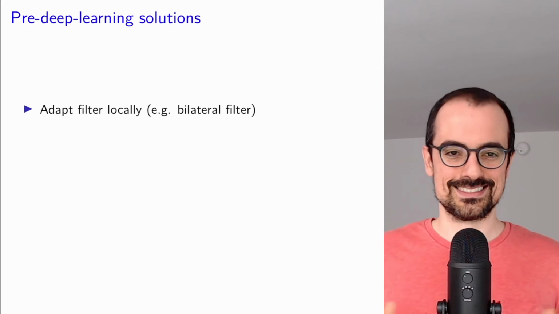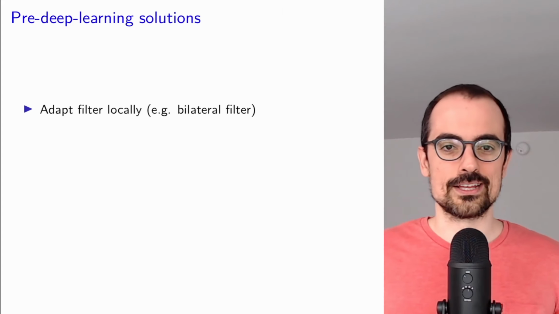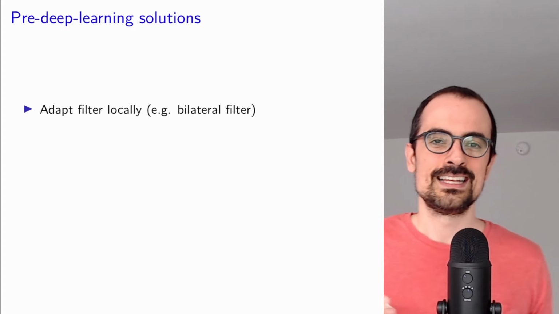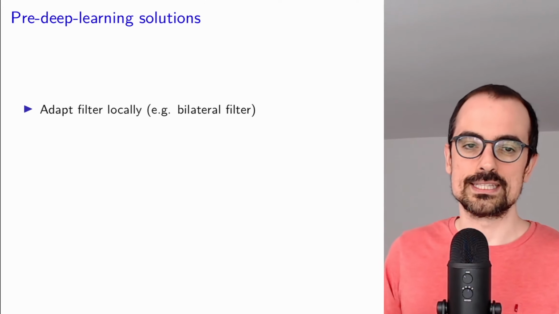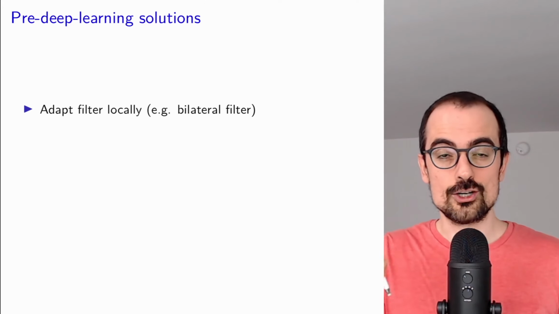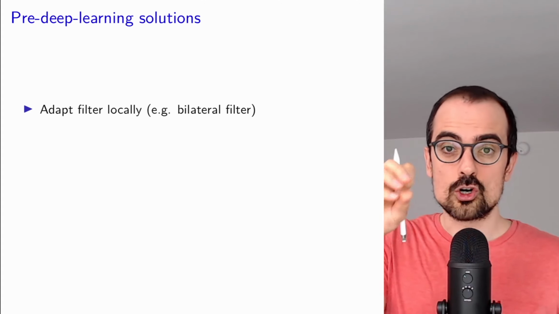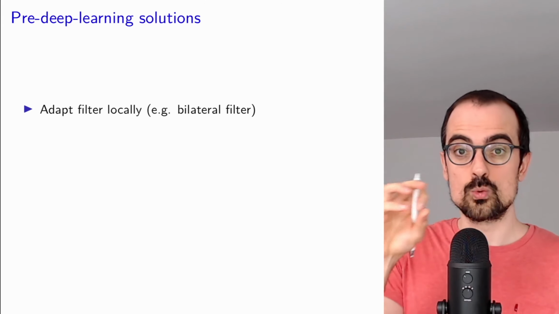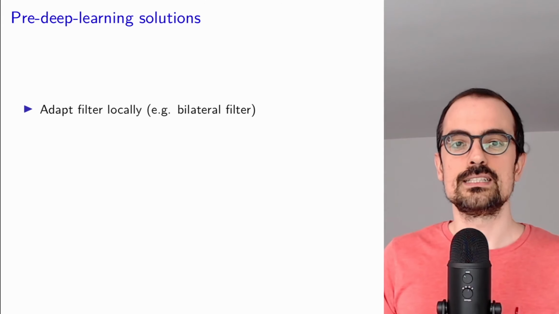Many pre-deep learning solutions were developed to try to address this, to improve upon this basic linear shift invariant filter. I'm just going to mention some common strategies. I'm of course missing many important and amazing works, so don't get upset, you can mention them in the comments if you want. So one strategy was to adapt the filter locally, obtaining a nonlinear filter that depended on the precise location at which we're trying to denoise. An example of this is the bilateral filter.